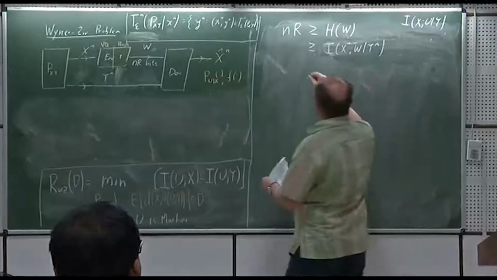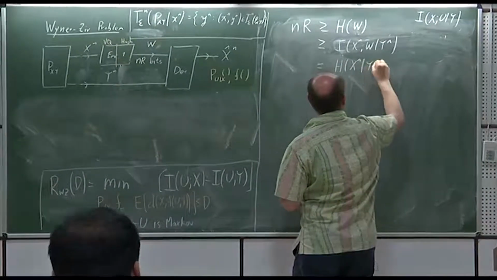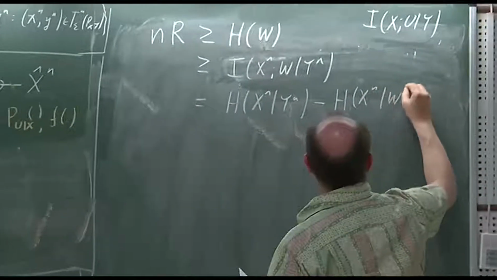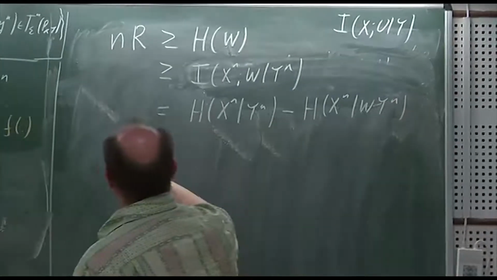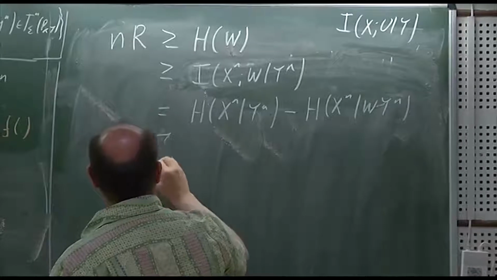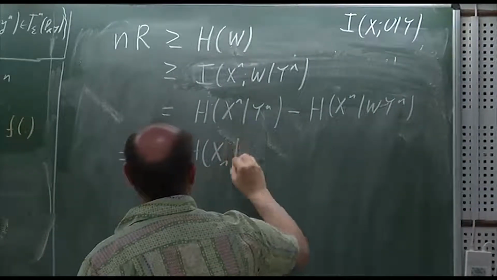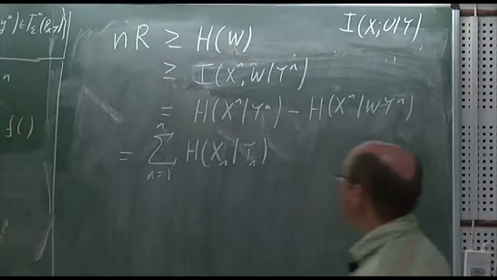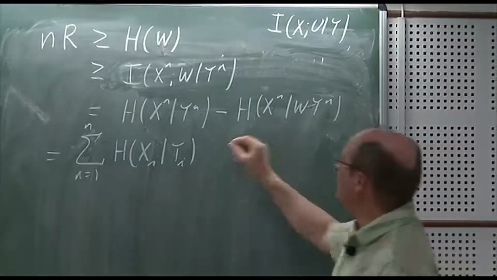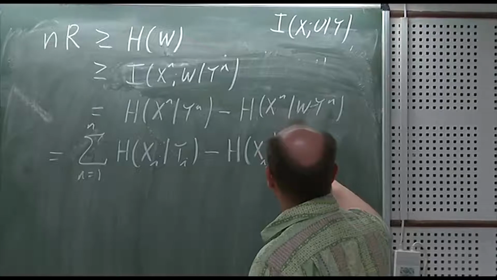Okay, so let's write this out. This is H of Yn and Xn given Yn minus H of Xn given W, Yn. And now let's just use the chain rule. This is the sum of H of Xi given Yi, of course, because these are memoryless sequences. And here we'll use the chain rule too, H of Xi given W.